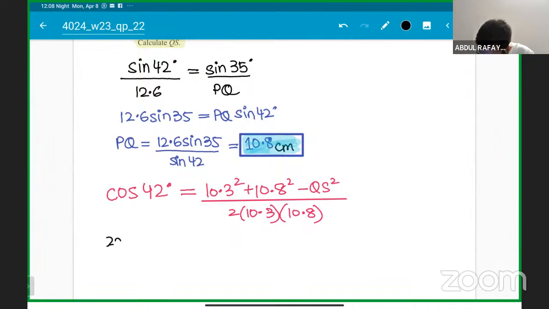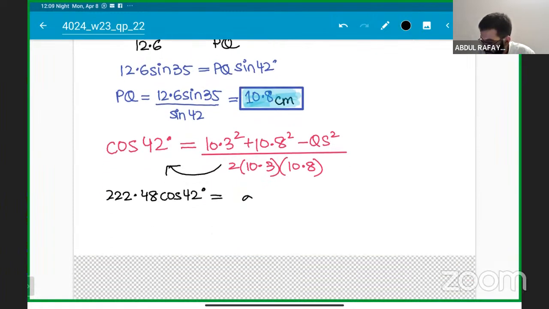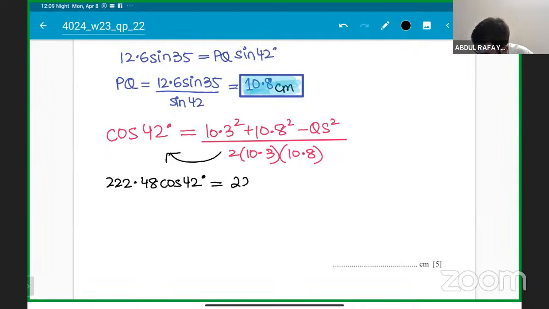Follow carefully, it will be 222. Just taking everything multiplied, whatever it's coming, taking it to the other side, 222.48 times cos 42 degrees. Okay, and just added 10.3 square plus 10.8 square. It is coming, sir, 222.73. Oh, people are getting this. 222.73 minus the QS square.